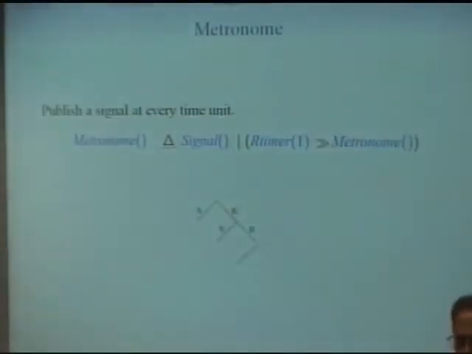I'm defining something called metronome. Metronome publishes a signal every time unit. How does it do that? Well, it starts by publishing a signal. It waits for 1 unit, and then it calls metronome.